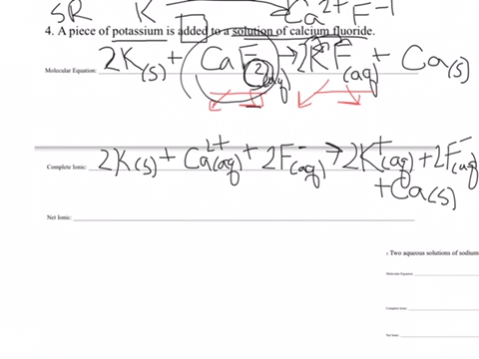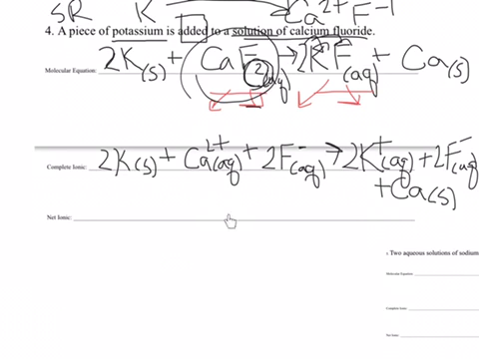Anything that is aqueous gets split apart into charged ions. Anything that is solid, liquid, or gas stays exactly the same as the molecular equation. Make sure that you continue to bring the balancing coefficients down every single step. To go from complete ionic to net ionic, you have to cross out spectator ions. So those are ions that stay aqueous on both the reactant side and the product side. And in this one, it is only calcium.